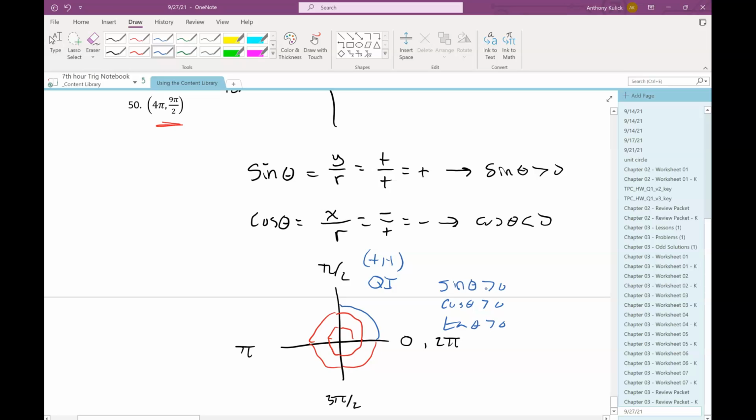So just figure out what quadrant those angle measures lie in, and then use your standard position angle definitions, or even unit circle definitions would be fine. And that's it. Is that okay? Absolutely. Okay.